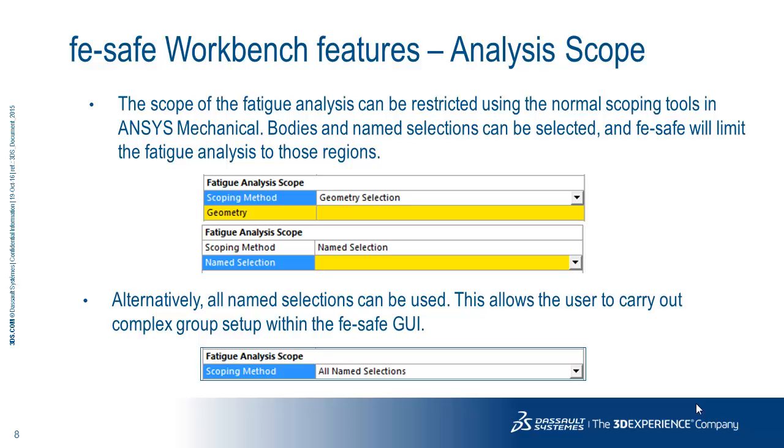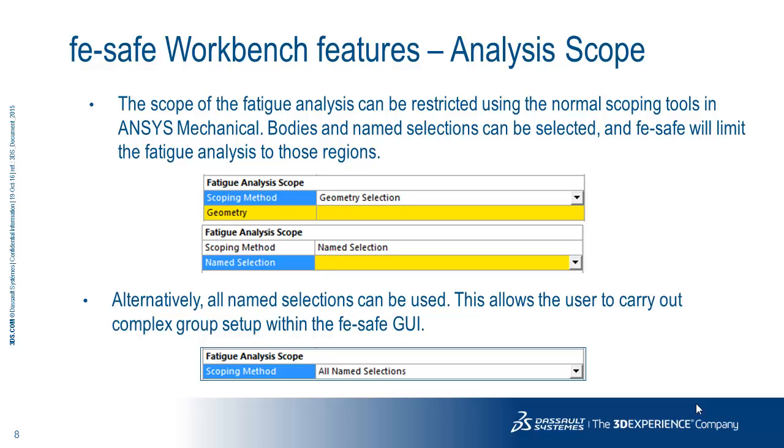The other is the groups which you want to analyze. There are three different ways by which you can analyze the groups. One way is using the geometry selection, in which from the ANSYS viewer you can go and select which of the components you want to analyze.